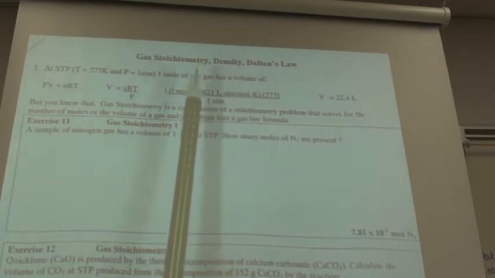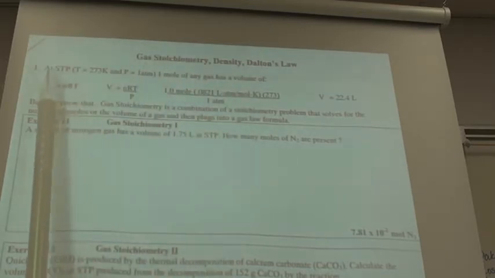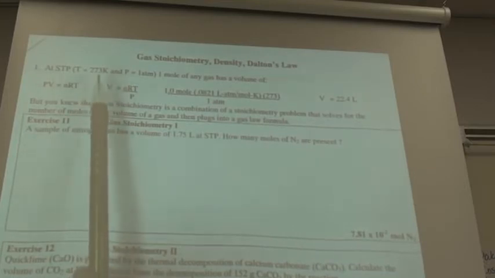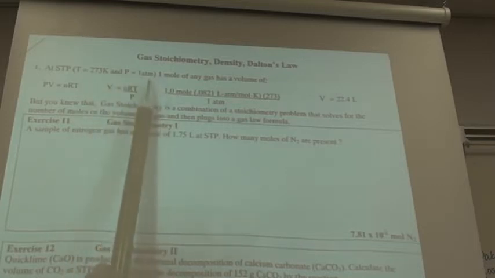All right, today we're talking about gas stoichiometry, density, and Dalton's law of partial pressure. When we're using stoichiometry in gases, we have to make sure that we are at standard temperature and pressure. Standard temperature and pressure are defined as 273 K, which is the same as what in Celsius? 0. And the pressure is 1 atm.